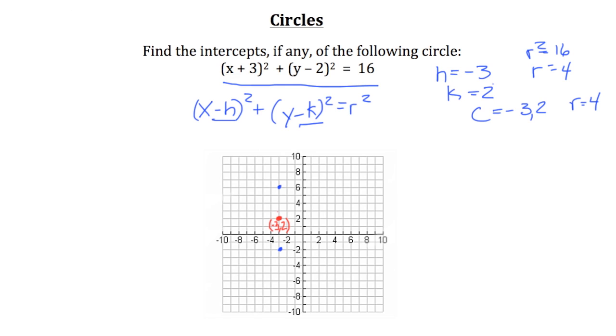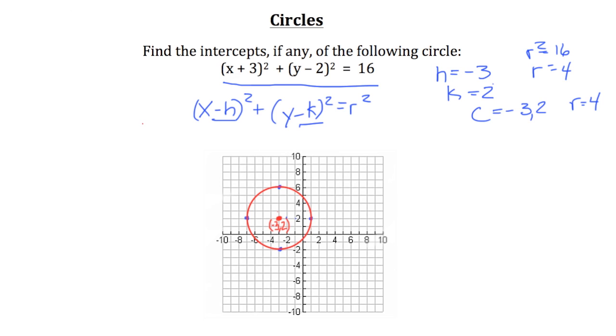And then if we go over from the center 4 to the right, 1, 2, 3, 4, which puts us at point (1, 2), and 4 to the left, 1, 2, 3, 4, which puts us at point (negative 7, 2). These 4 points that we just plotted can then be used as a guide to graph the circle. And when we graph this equation, this is what the circle looks like. Now that we have the graph, you can see the graphic representation of this equation, but the problem says to find the intercepts of the circle.